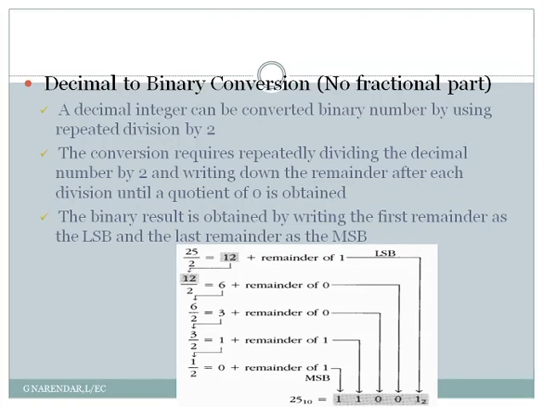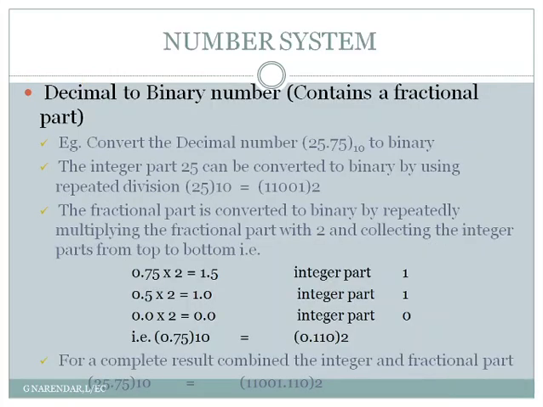But a decimal number need not always be an integer; it can also have a fractional part. So how do we convert that type of decimal number, which has a fractional part, to its equivalent binary? That will be the topic of the next slide. Here we will be converting a decimal number which also has a fractional part into its equivalent binary.